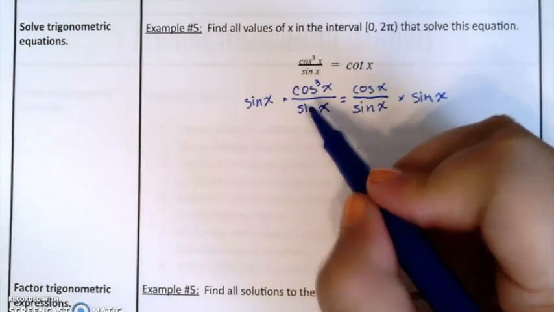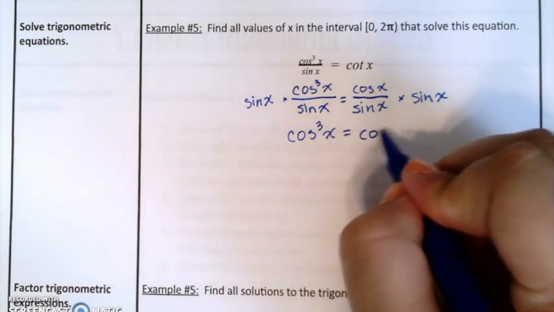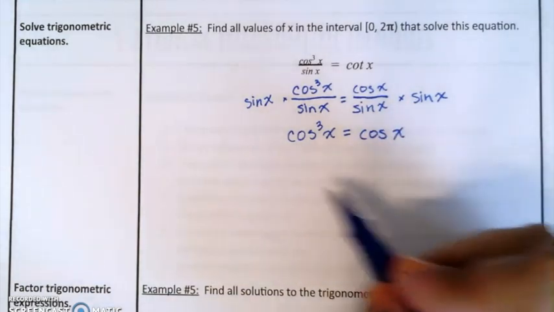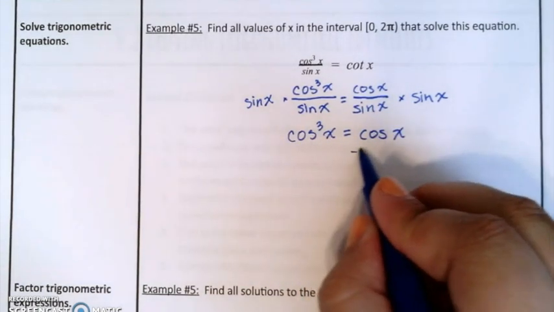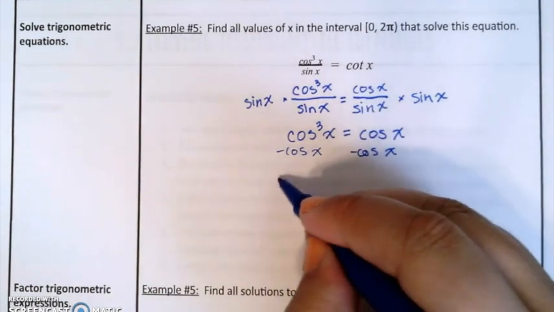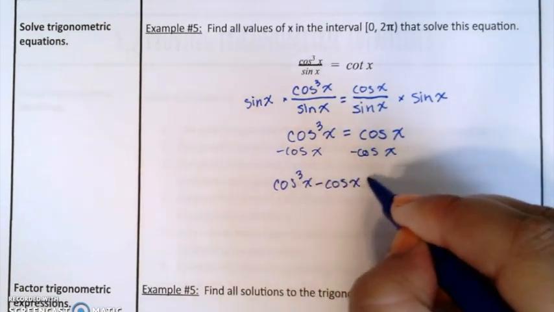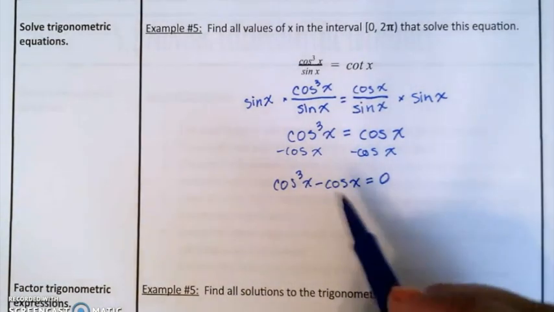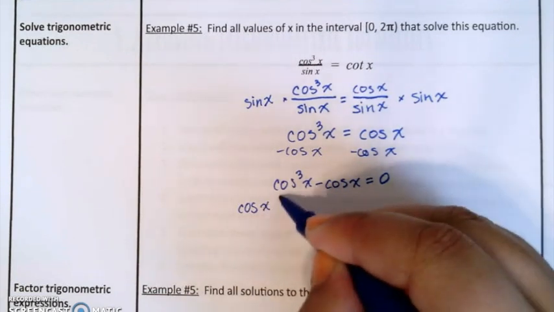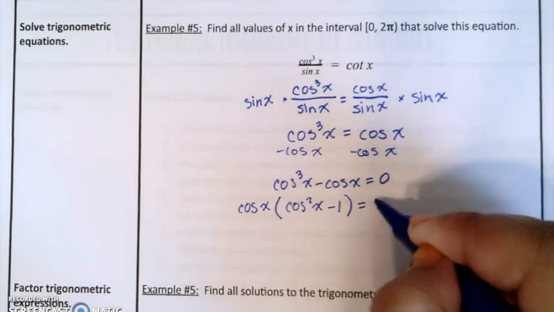So that will reduce to 1, and I'll be left with cosine cubed x equals cosine of x. Okay, now let's move all of this to one side, so I'll subtract cosine of x from both sides, and I'm left with cosine cubed x minus cosine of x equals 0. I'll factor out a cosine of x: cosine of x times cosine squared x minus 1 equals 0.